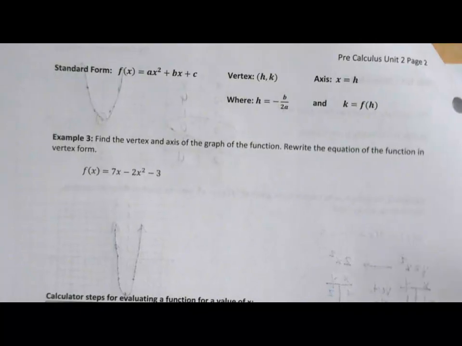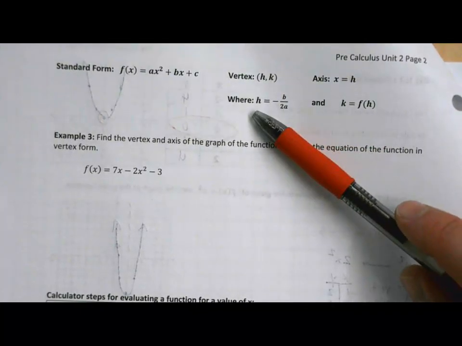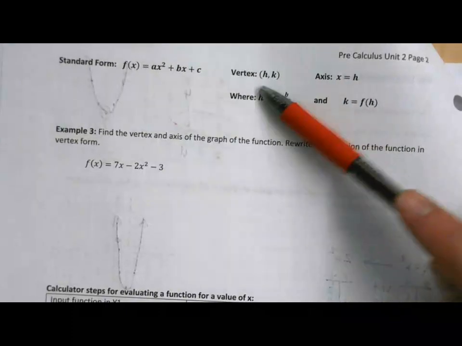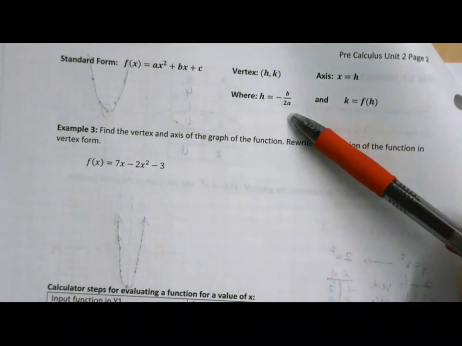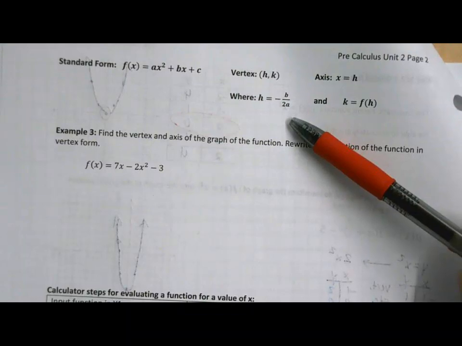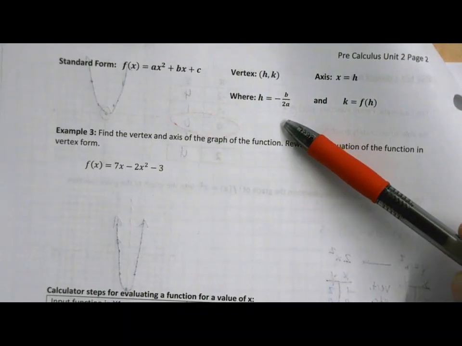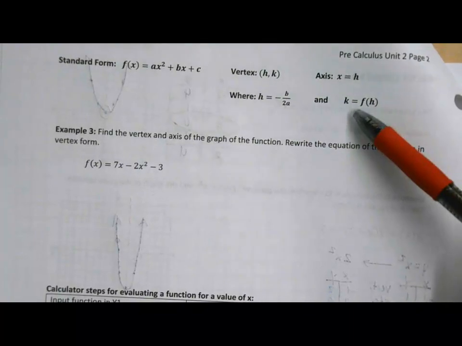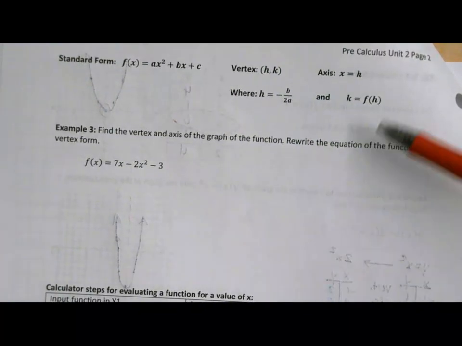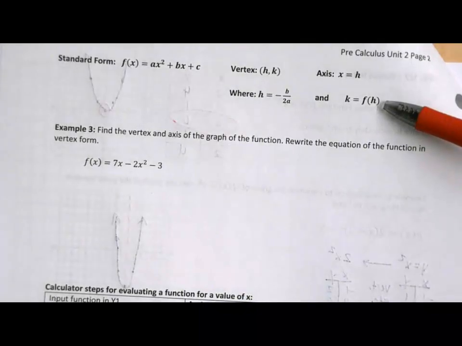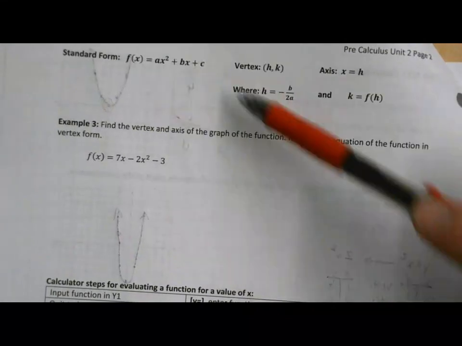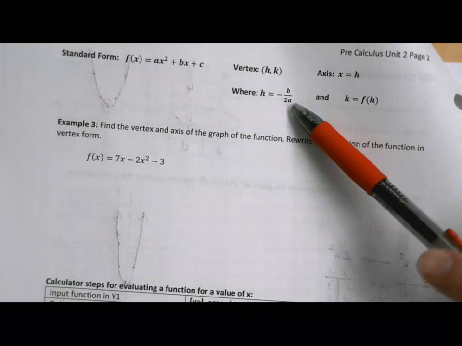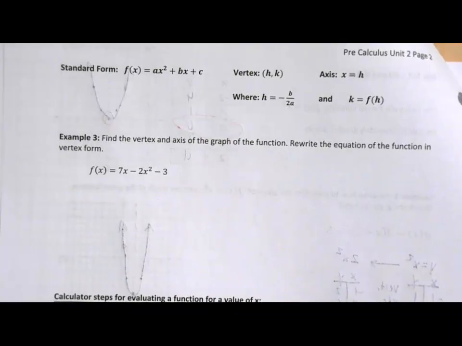So there's a formula that tells us how to find h and k. Remember, h and k are the coordinates of your vertex. The h coordinate we get by applying the formula opposite of b over 2a. And I feel like you guys are really familiar with that from last year. And then what does this mean? K is f of h. What are we going to do to find k? We're going to plug in h into the function. So once we find h, we'll plug that back into the function, and that'll help us find k.